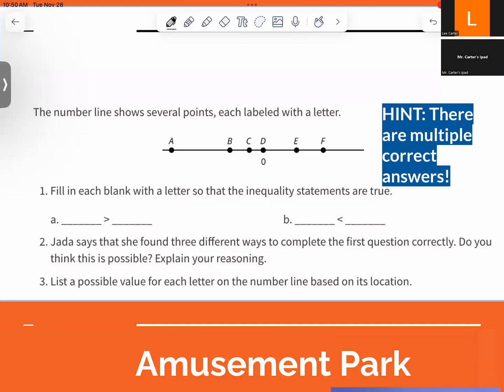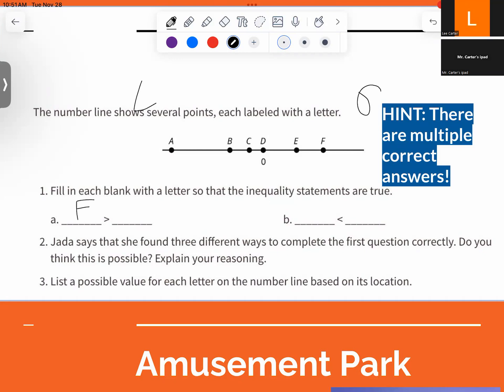Number line shows several points, each labeled with a letter. So there's different answers that are possible here. So we're filling in each blank with a letter so the inequality statements are true. So for A, we need one where the first blank is greater than the second blank. So just remembering that greater's over here and less is over here, right? So go ahead and put down your A and B here and then unpause.